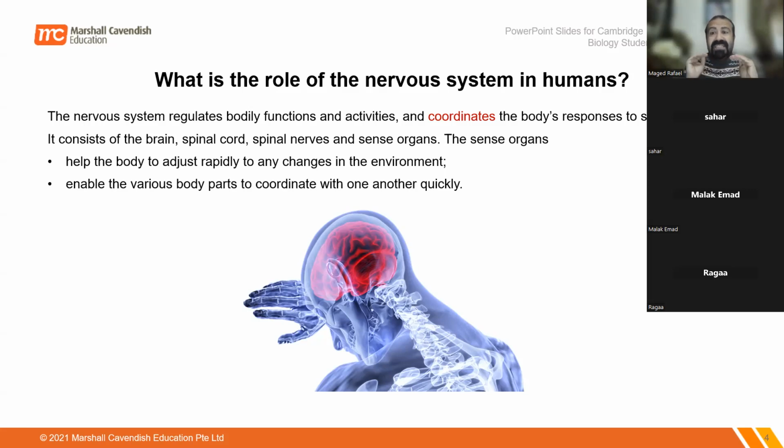It's very important to implement this word in your answer. You have to show the examiner that we have this kind of biological background. So I have to say regulate, I have to say coordinate, I have to say sense organs, receptors, transmission of impulses. You know, you should provide a good quality in your answer.